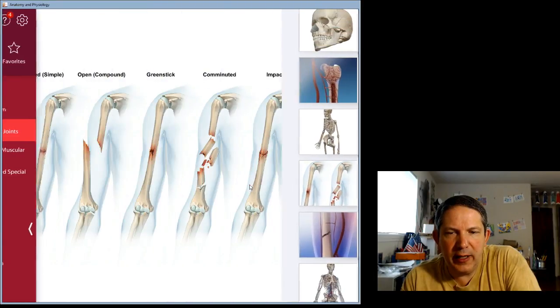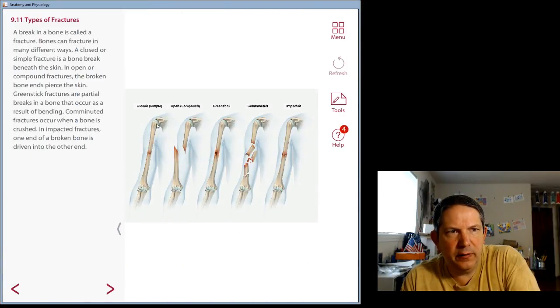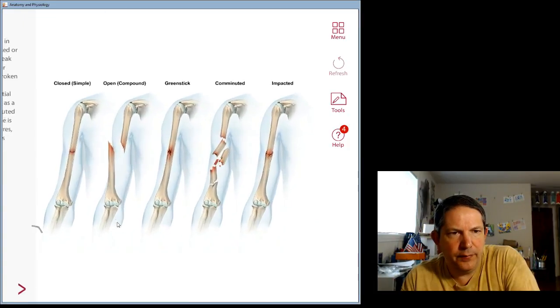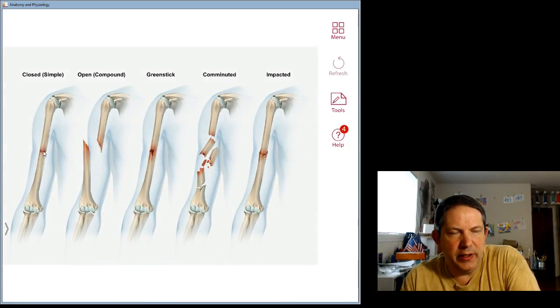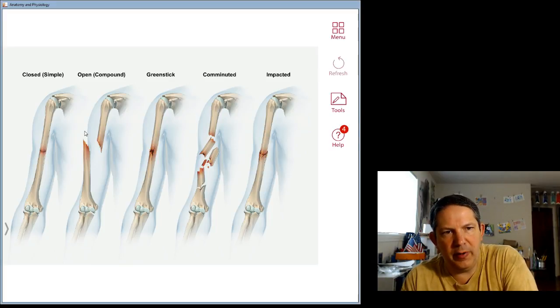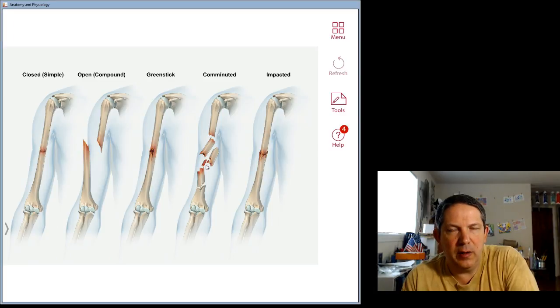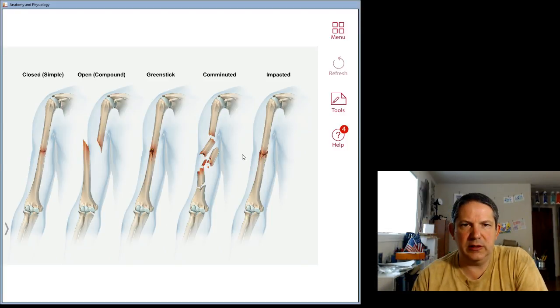Types of fractures, they're pretty straightforward. Closed, meaning it didn't break through the skin, also called simple. Open or compound, it did break through the skin. Greenstick fracture, in young people, where there's a break on one side and just kind of stress on the other. Comminuted, meaning it's broken into at least a few pieces. Impacted, crunch, smashed into itself.